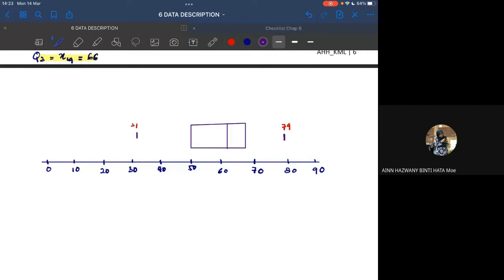Kamu anggap je lah dia lurus. Okay, so tadi Q1 kita 50, Q2 kita 61, Q3 kita 66. Boleh follow semua orang? Boleh, Miss. Okay, dia sambungkan je lah antara box dengan whisker kita, sambungkan je dulu.